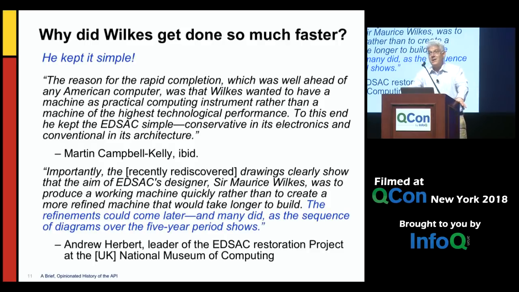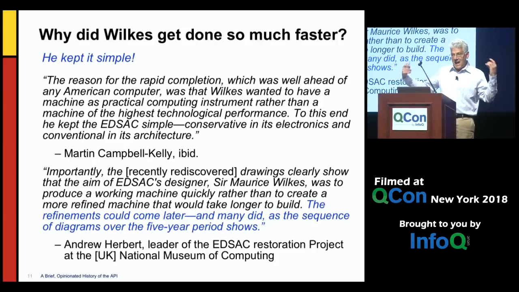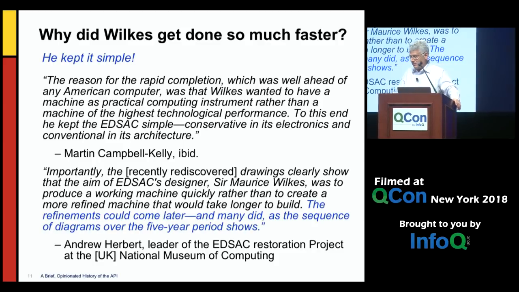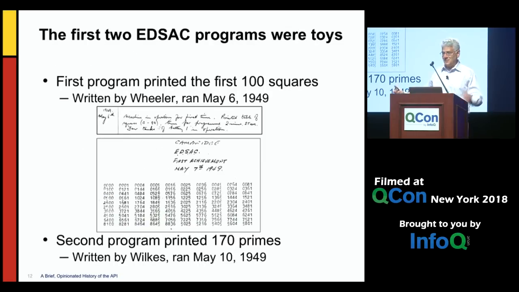And then Andrew Herbert, who led a project to restore the EDSAC and make it work again recently, added that the refinements came later. The sequence of diagrams over the next 5 years shows that after they got it running, they did all sorts of stuff to make it faster. But they kept it simple and got it running and put it into production right away. And by 1948, they were able to do this.